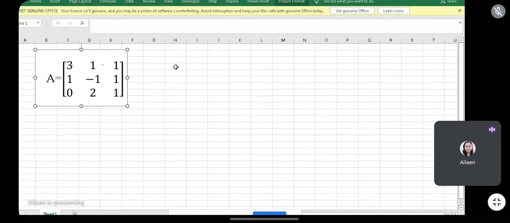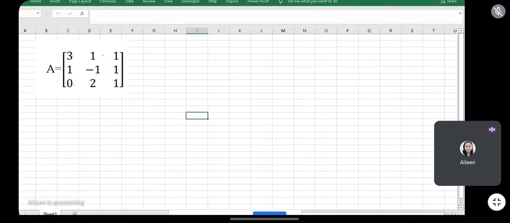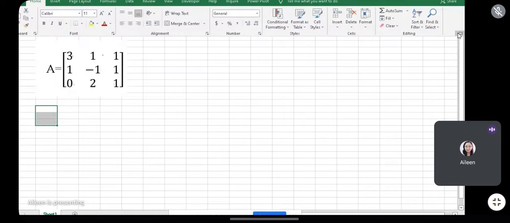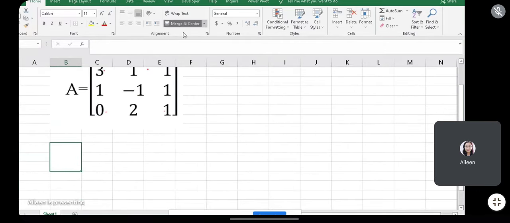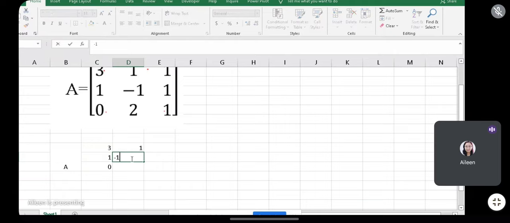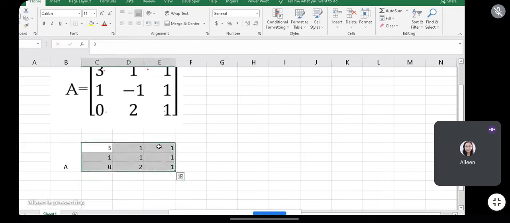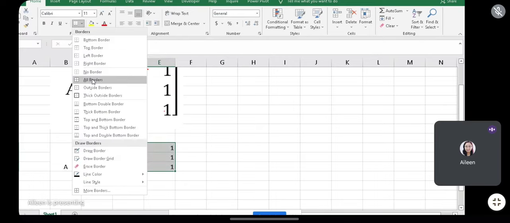So, let's say this is your matrix, and we need to find its inverse. Your A is a 3 by 3 matrix. This is your matrix A, that is 3, 1, 0, 1, negative 1, 2, and then 1, 1, 1. So, this is your matrix A.